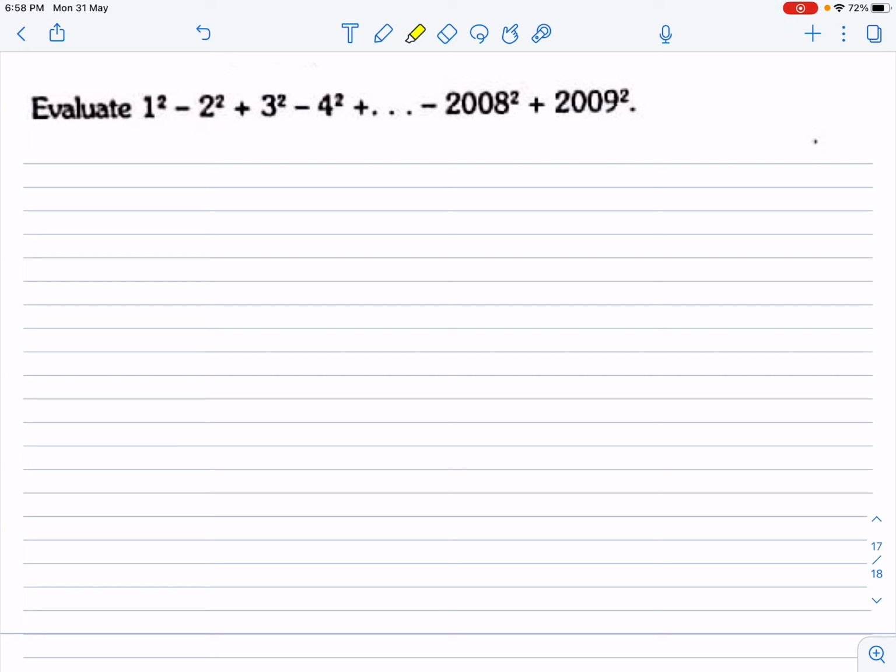So we'll be going to solve this question written on the screen. Evaluate 1 square minus 2 square plus 3 square minus 4 square goes on up to minus 2008 square plus 2009 square. So I could observe a definite pattern over here.